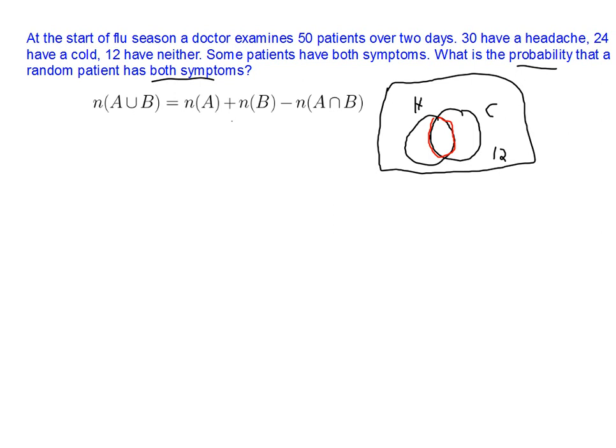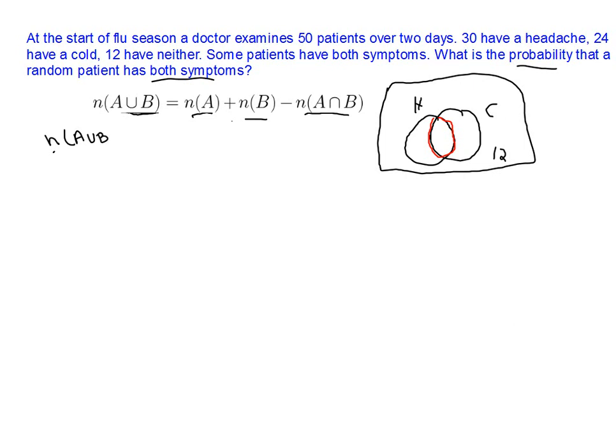Well, we can do that using the principle of inclusion and exclusion. So the number of people, in this case, who have both a headache and a cold, we need the number of people who have a headache, the number of people who have a cold, and that's going to help us find the number of people who have a headache and a cold. So let's look at the number of people with a headache or a cold.